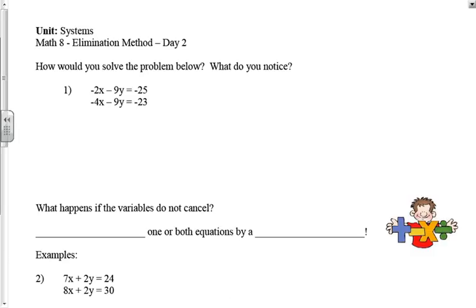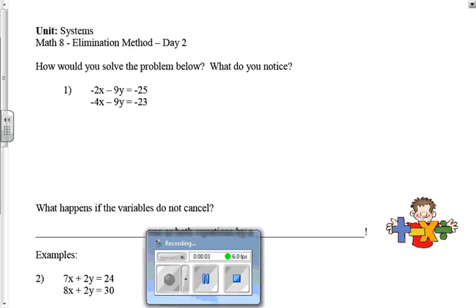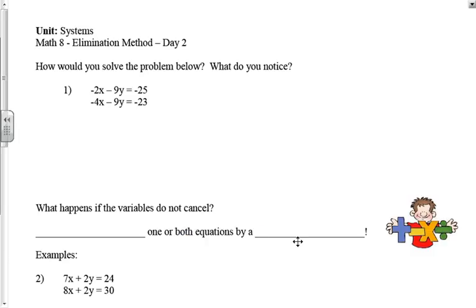Solving a system of equations using the elimination method. Today what we're going to do is use the elimination method again. However, when you first look at the problem, like example number one, one of the variables isn't eliminated right away.